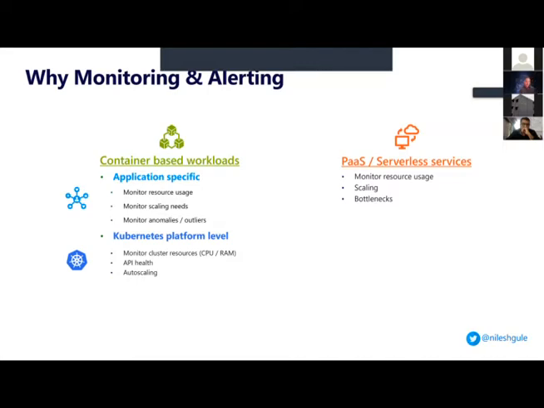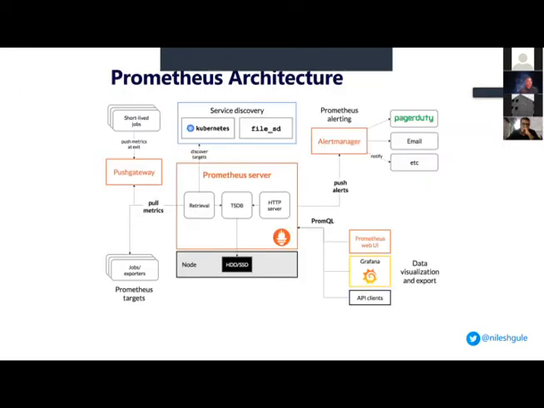If you go back to the Kubernetes level, Kubernetes itself has its own resources like the API servers, it has the controllers which are running. So we need to monitor that from a Kubernetes infrastructure point of view. And when it comes to PaaS services, similar thing. Since we don't have access to all the underlying infrastructure, we need to identify if there are any bottlenecks, if there are any resource issues. So we need to monitor this. So in this case, Prometheus is very popular.